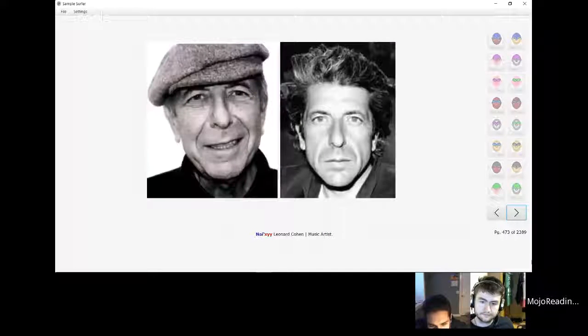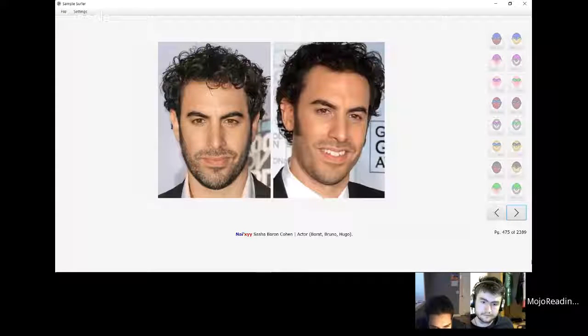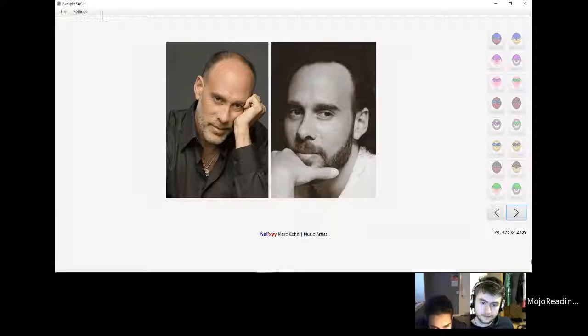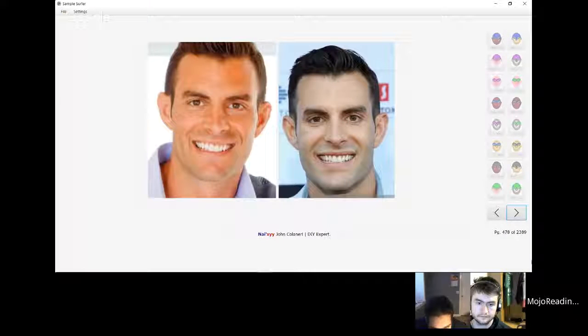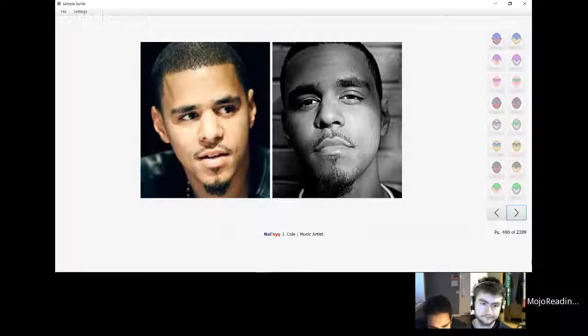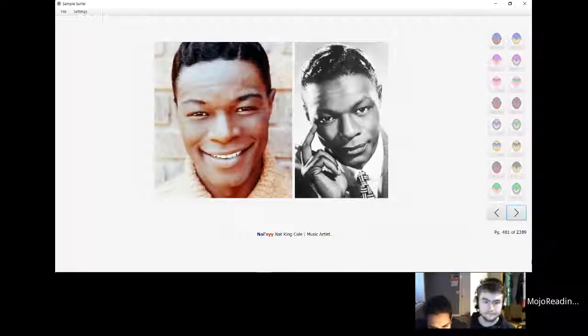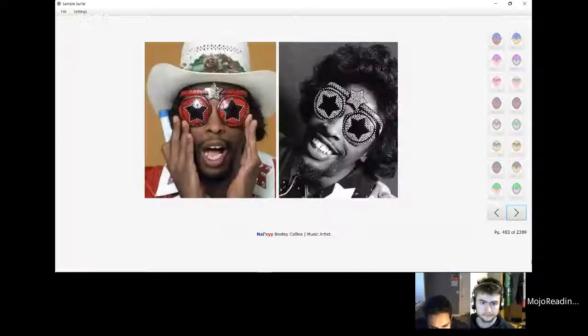Naiji Joe Cocker. Naiji Leonard Cohen. Naiji Rob Cohen. Naiji Sasha Baron Cohen. Naiji Mark Cohen. Naiji Reese Coiro. Naiji John Colaneri. Naiji David Colclo. Naiji J. Cole. Naiji Nat King Cole. Naiji Stephen Coletti.